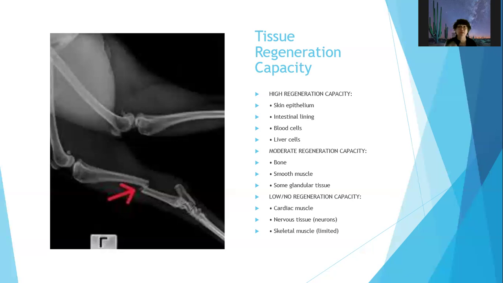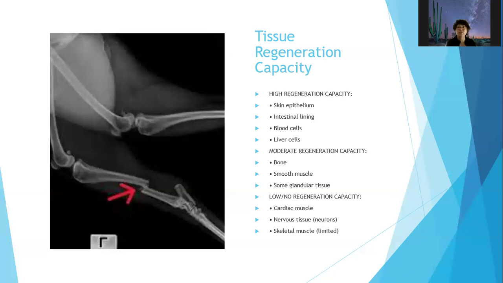A lot of times, the regeneration capacity of a tissue depends on the blood supply. I always say circulation equals healing. If you have a tissue with better circulation and blood supply, it's going to heal better. Skin, great blood supply. Intestinal lining, great blood supply. Blood cells, they are the blood supply, so bone marrow has good blood supply. Liver cells, great blood supply. Bone, pretty good blood supply. Smooth muscle, same thing. Glandular tissue, absolutely, because that's how they get their products out to the rest of the body.